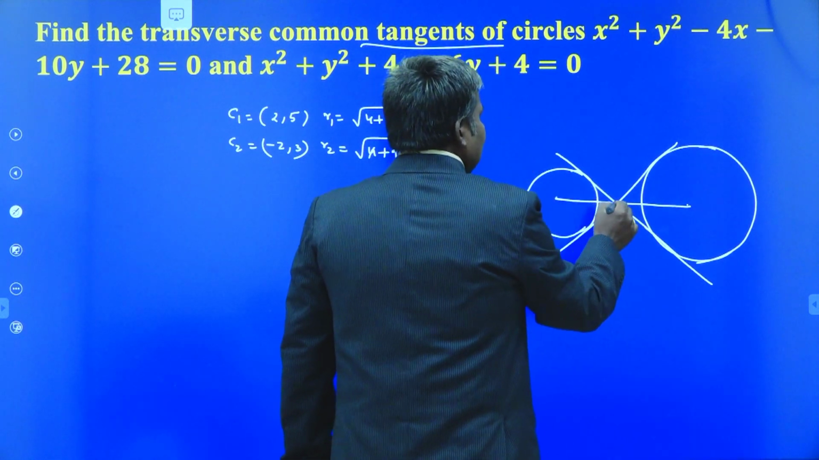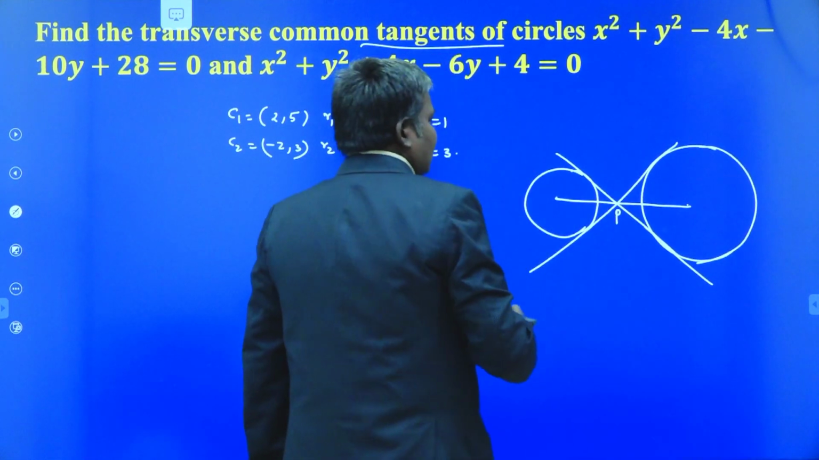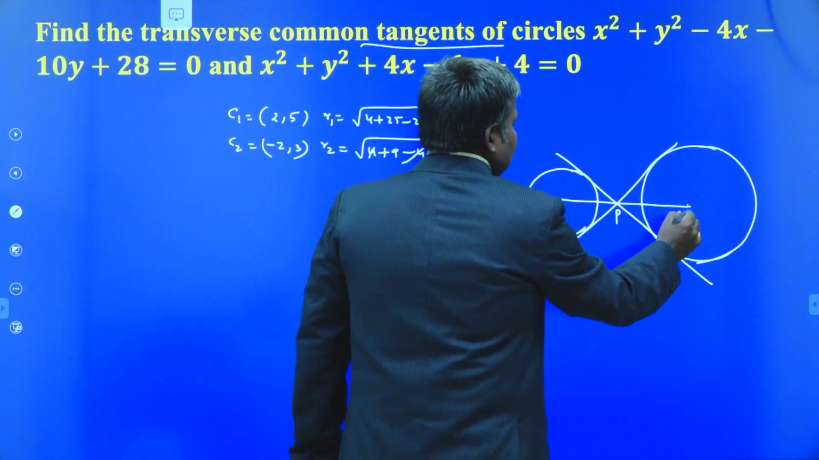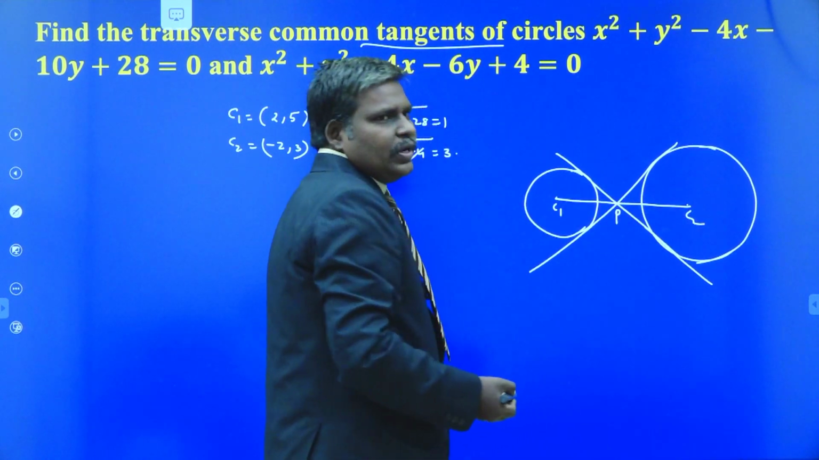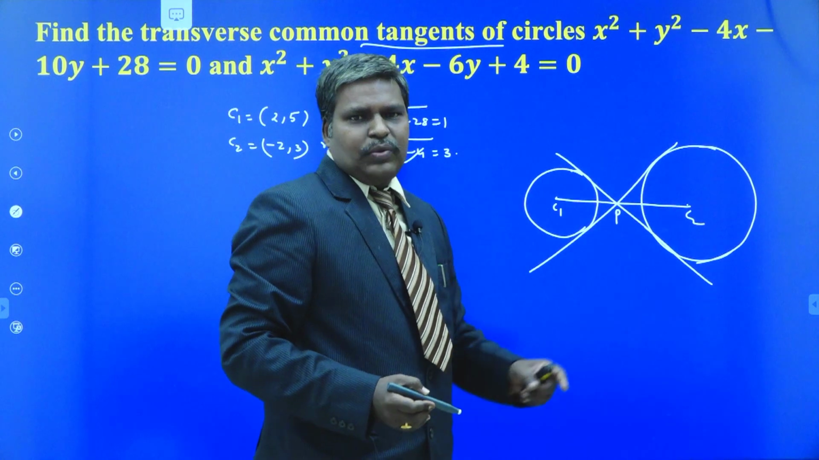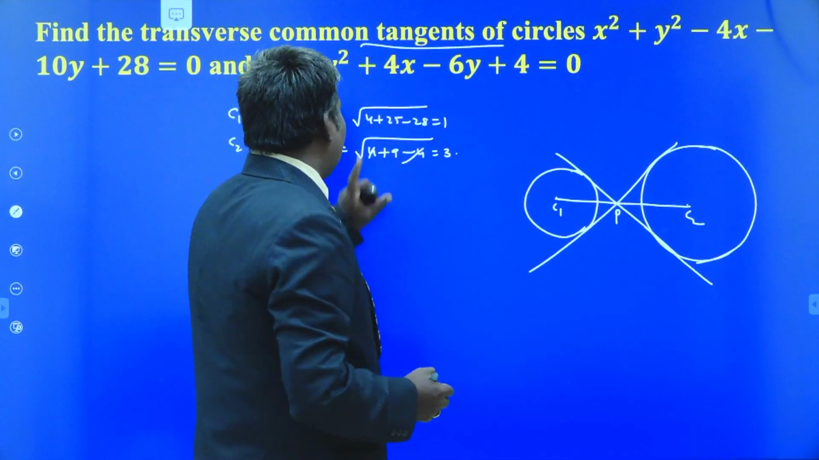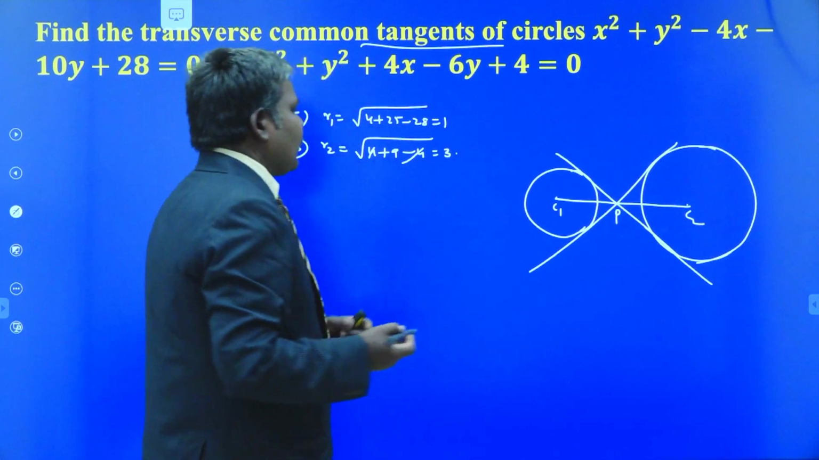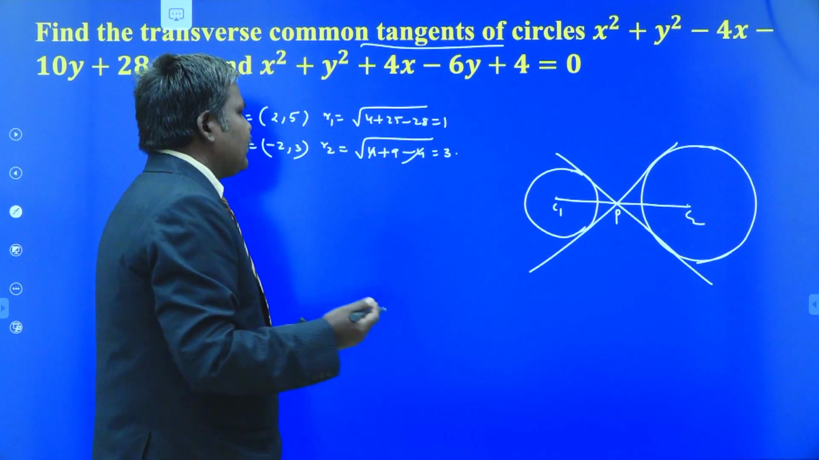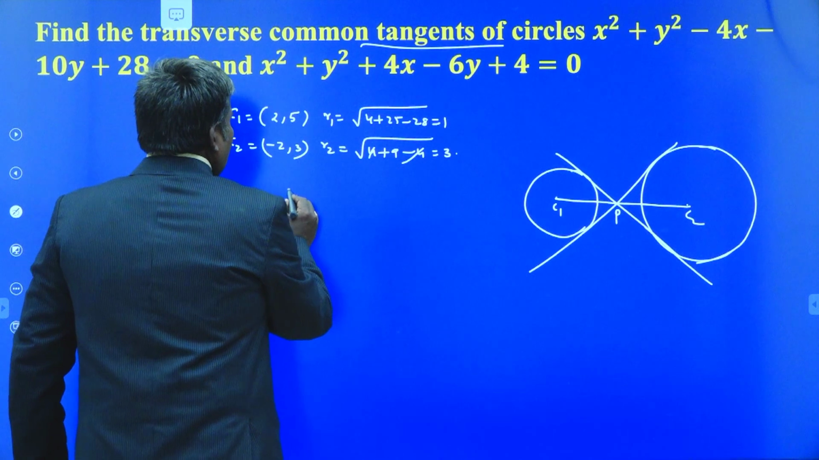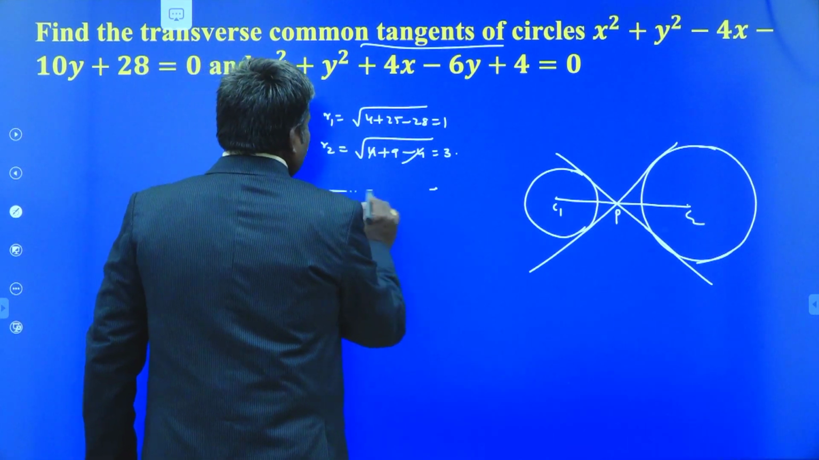The internal center of similitude divides C1C2 in the ratio R1 is to R2 internally, by symmetry. Already we explained this in the previous class. So this is C1, C2, and R1, R2 are also there. Can we find the coordinates of P or not? P divides C1C2 in the ratio R1 is to R2 internally.